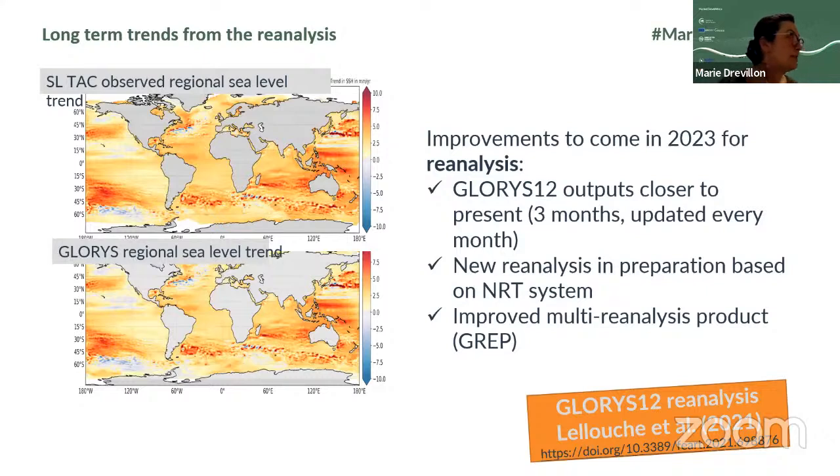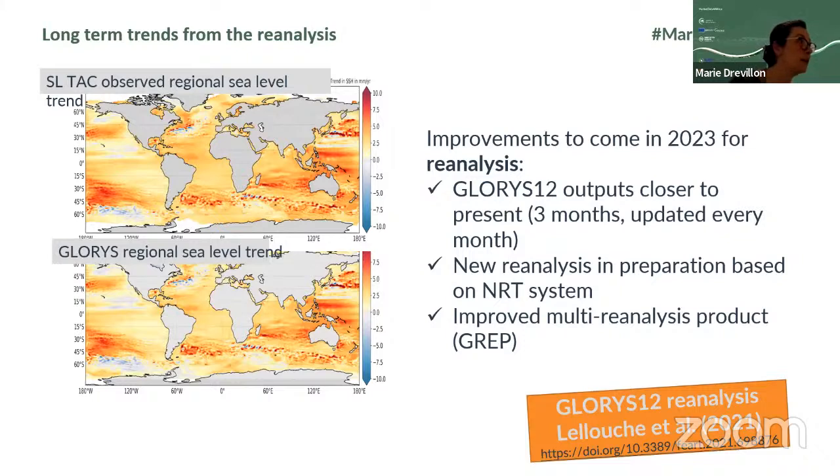What you see on the left is the validation of the long-term trends from this reanalysis. The sea level trend was computed from GLORYS12 on the lower plot and compared with the observed regional sea level trend map. You can see that the two maps are very similar and we obtain very nice sea level trends with these three analyses. Temperature and salinity are also very well reproduced and allow us to compute ocean monitoring indicators from these three analyses.